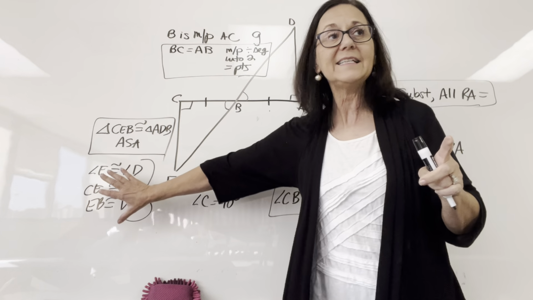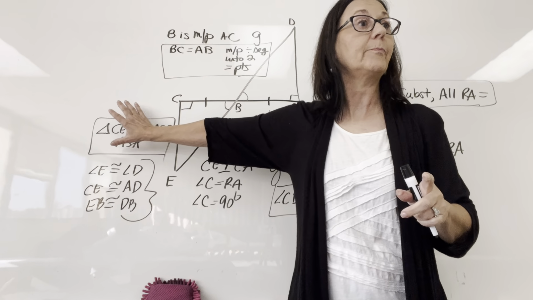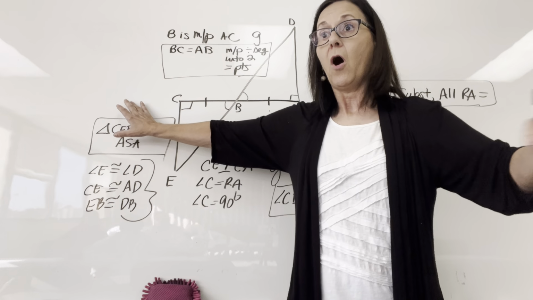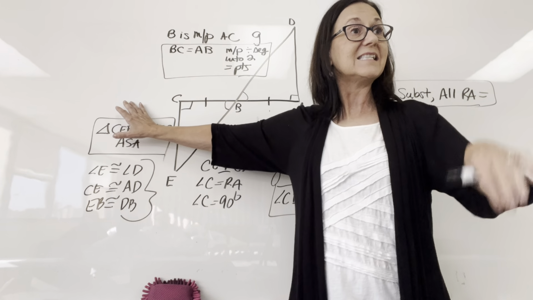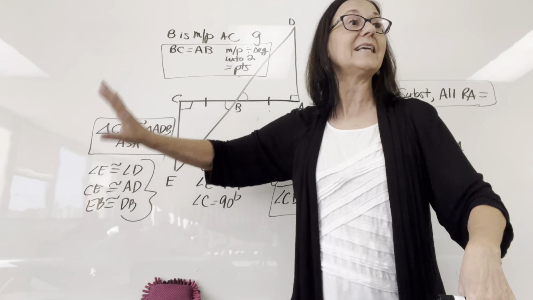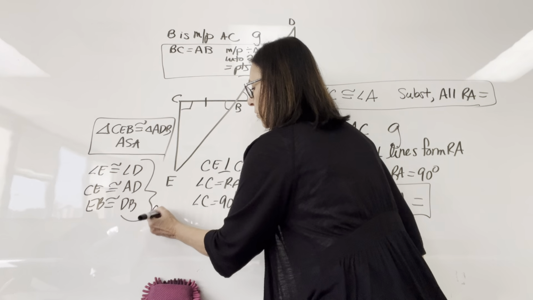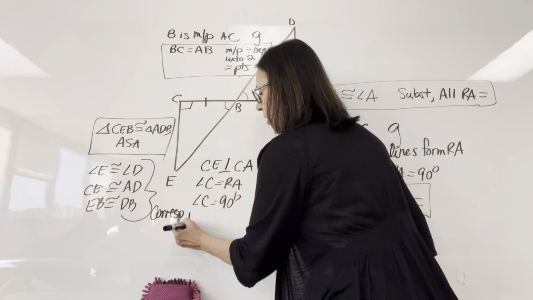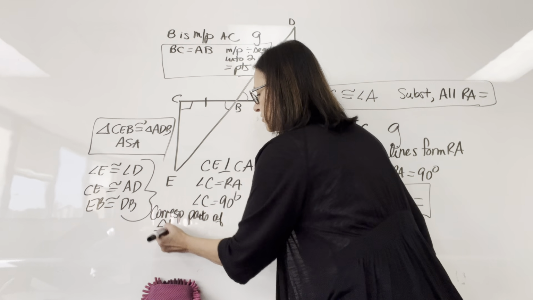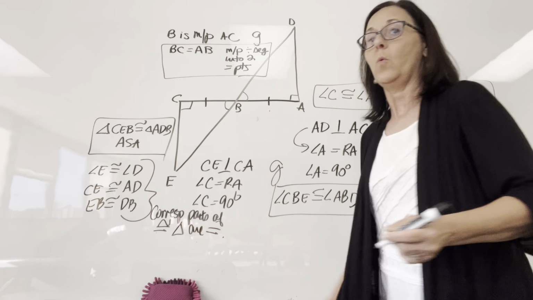Here's what's important. I can only say this once I've proven that the triangles are congruent. If I don't know that the triangles are congruent, then I can't say that those parts are equal. But once I prove congruence, I can say every other part is equal. And here's going to be your reason: corresponding parts of congruent triangles are equal or congruent.